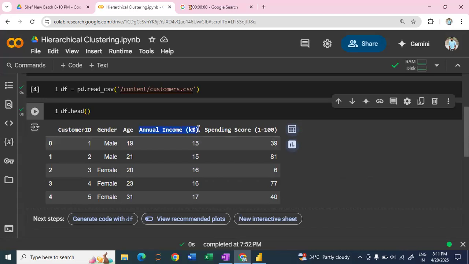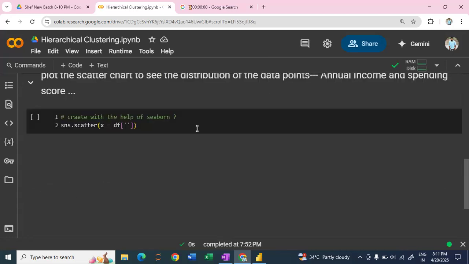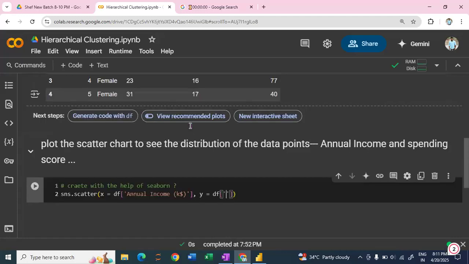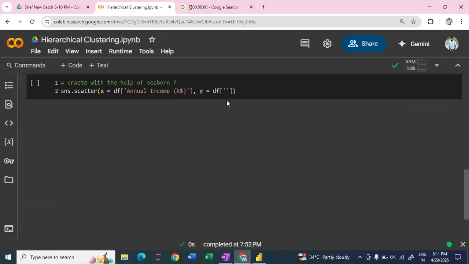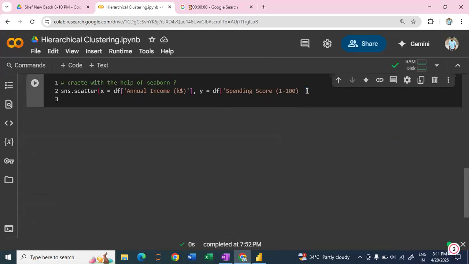We just copy it, Control C, and paste here. And similarly, for the Y coordinate, y equals to, from df, I want spending score. So just copy this and paste here. And simply plt.show, whatever.